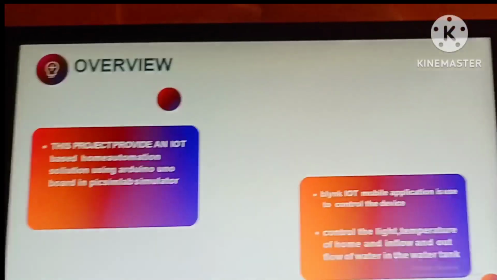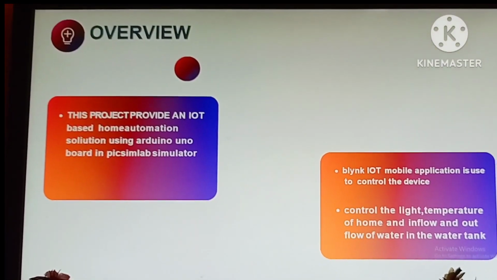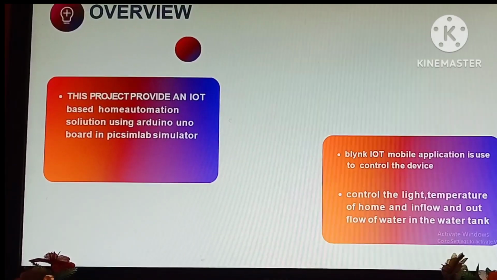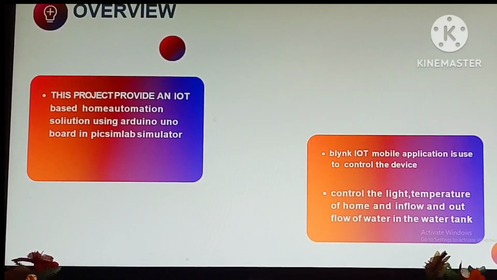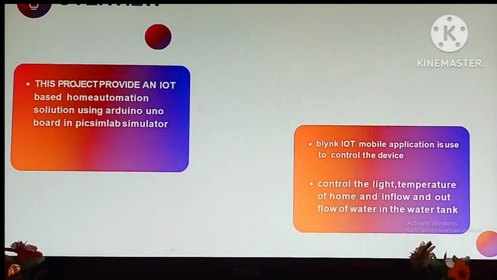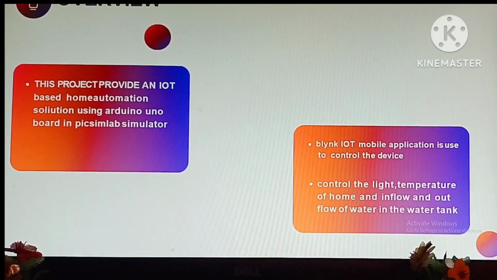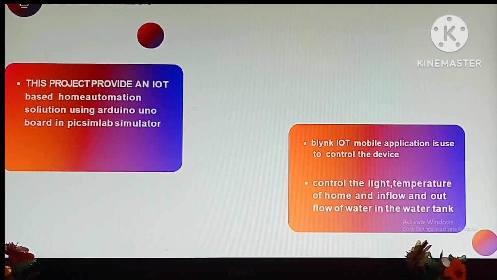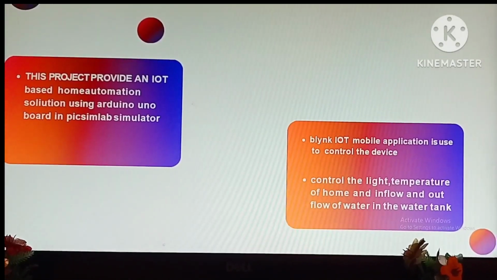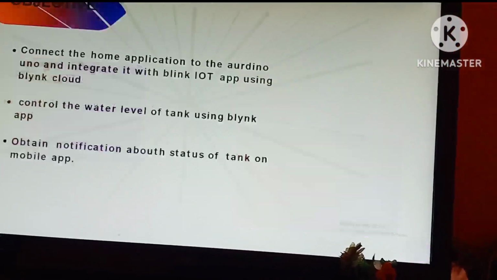Then we will see the overview of the project. This project provides an IoT based home automation solution using an Arduino Uno board in the PictoBlox simulator. Then the Blynk IoT mobile application is used to control the devices, and to control the light, temperature of the home, and inflow and outflow of the water in the water tank.